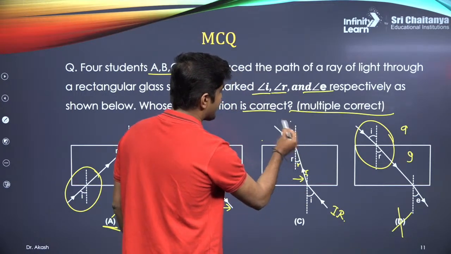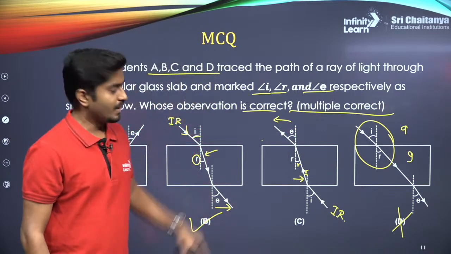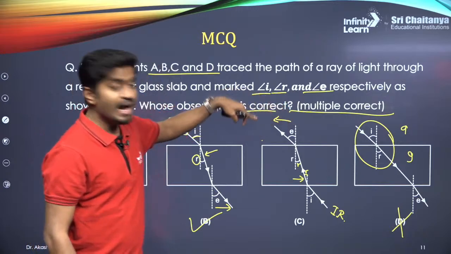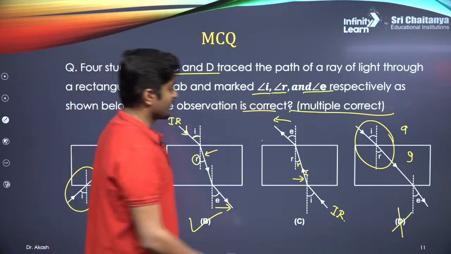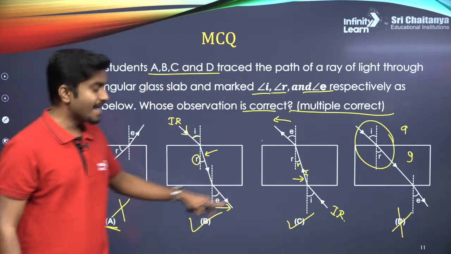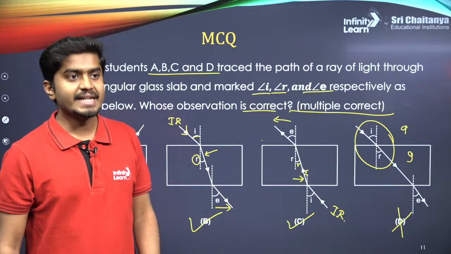So this is light bending away from the normal. When it goes from glass to air, it is bending away from normal. Even this is correct. So these two are correct options. B and C both are right.